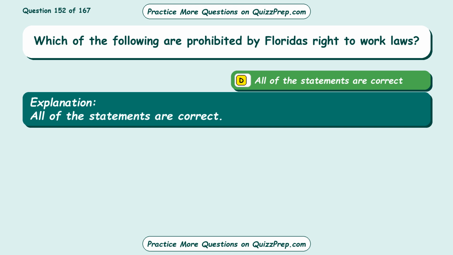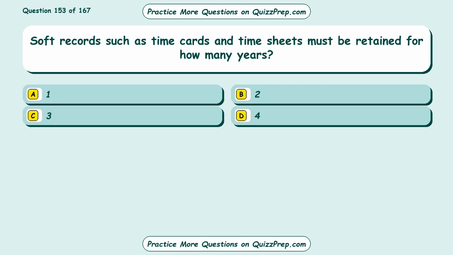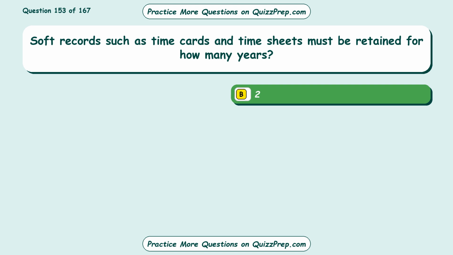All of the statements are correct. Question 153. Soft records such as time cards and time sheets must be retained for how many years? Option A, 1. Option B, 2. Option C, 3. Option D, 4. The correct answer is option B, 2.